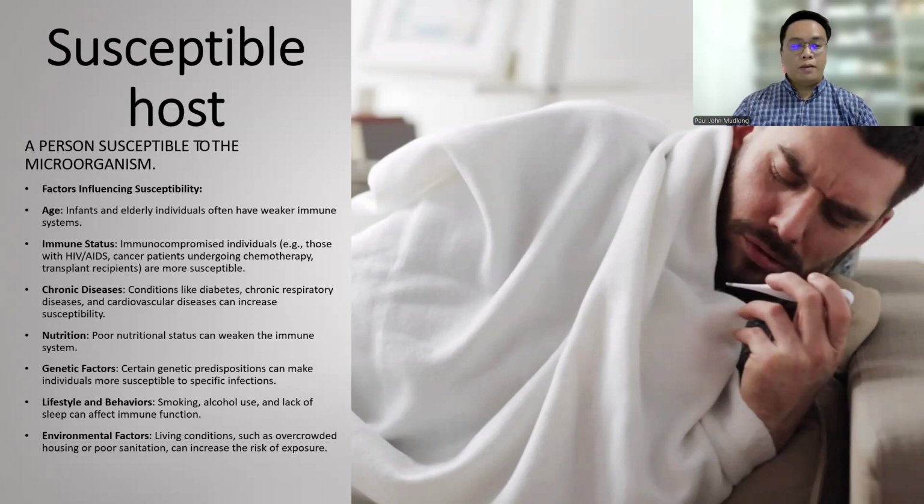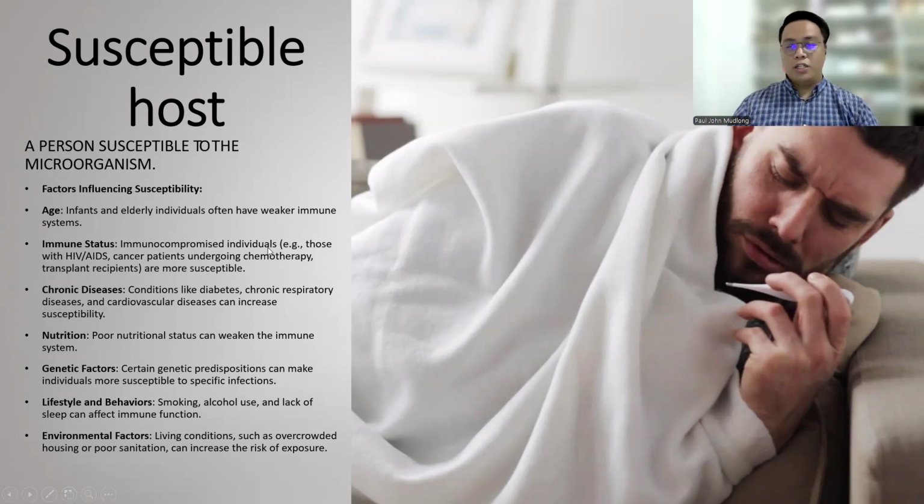So number one would be age. As we all know, infants and elderly individuals often have a weaker immune system. Infants are still growing, so not a lot of their immune system is fully developed. For the elderly, since they are of advanced age, most of them have pre-existing comorbidities or already have a weaker immune system.